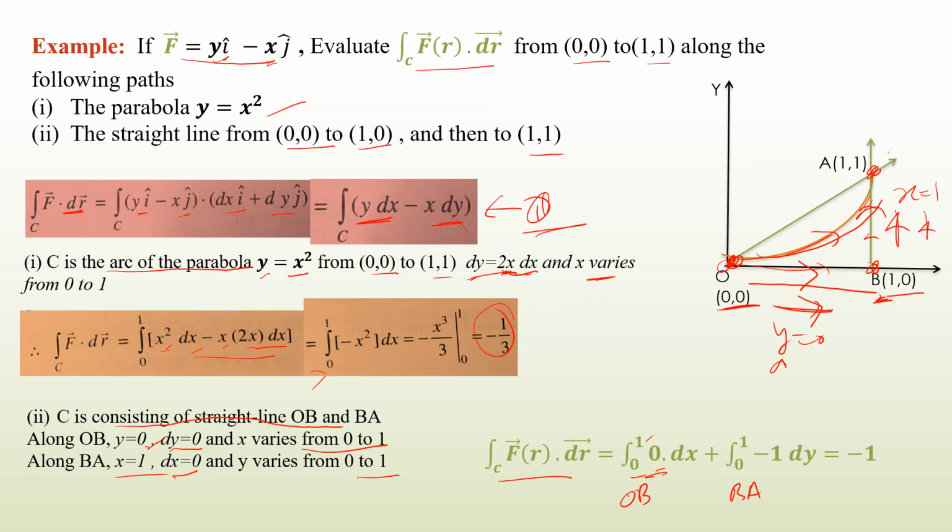In that case x varies from 0 to 1 and y is 0. So from equation 1, y is 0, so we get 0, and dy is 0, so the whole expression becomes 0. And when we take the integration along BA, here we put x equal to 1, and dx is 0, so we get 1 dy, and on integration we get y, and we put the limit, so we get 1. So in that way we can evaluate the line integral along the lines, or we can say along the curve.